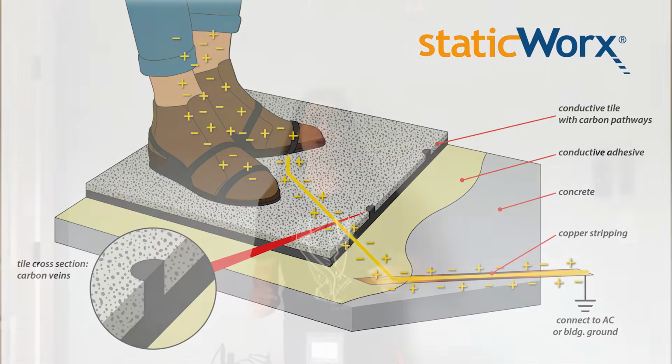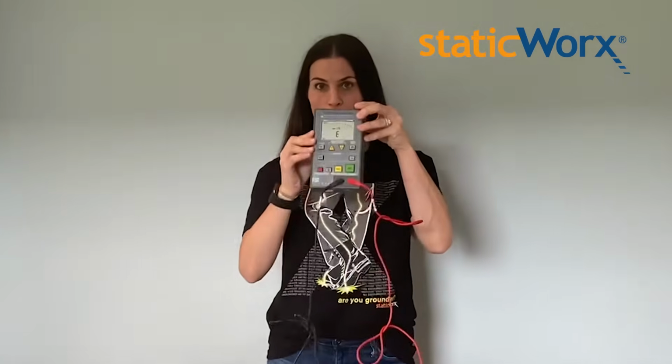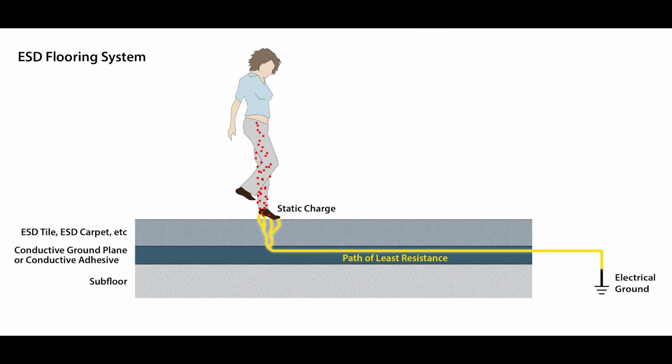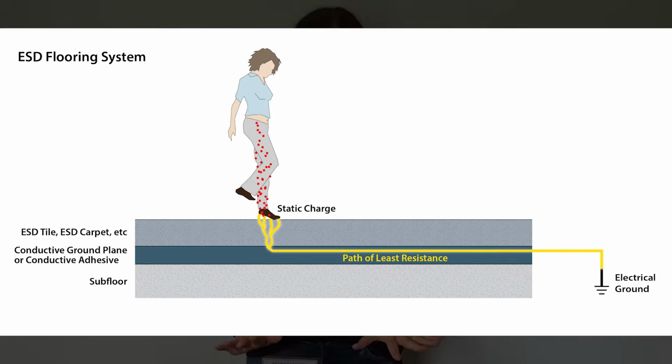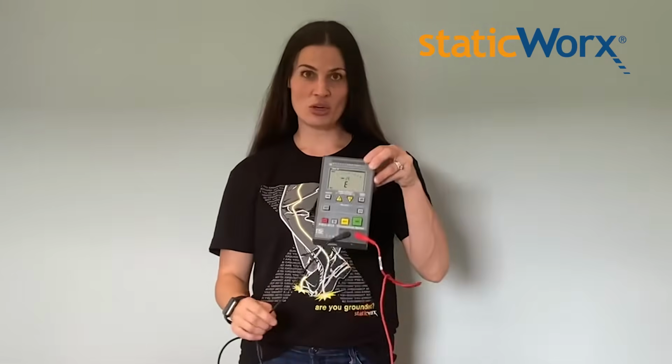Another way to tell the difference between the two floors is measuring the electrical resistance using your ohmmeter and two 5-pound probes. This is important because the material in the ESD floor is going to take the electricity off of you and into ground. When you buy one of StaticWorx floors, we actually send you an ohmmeter on loan with your probes, and we walk you through the testing of your floor.